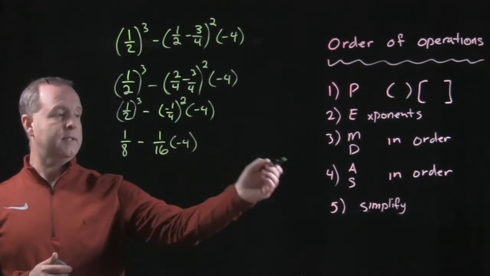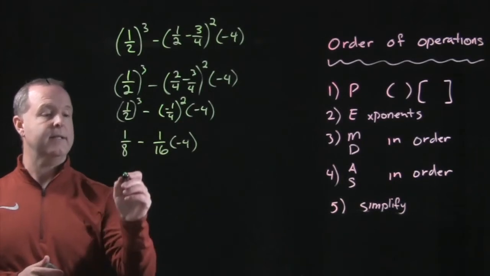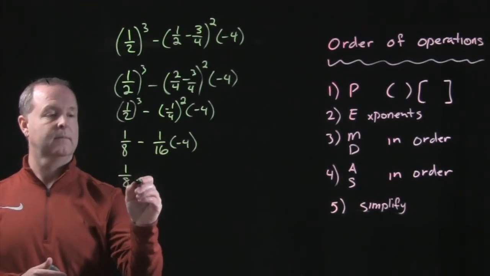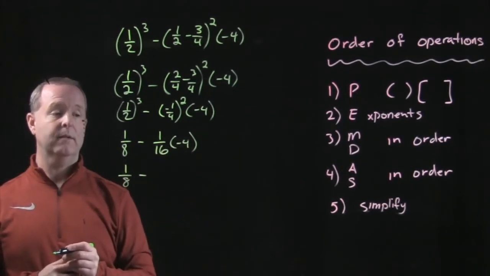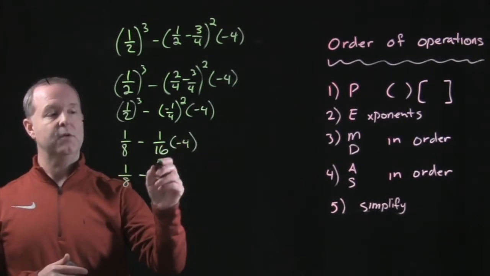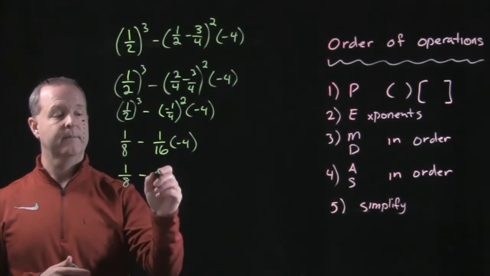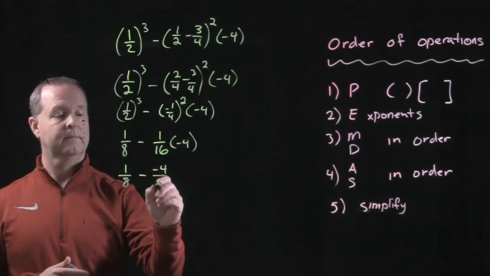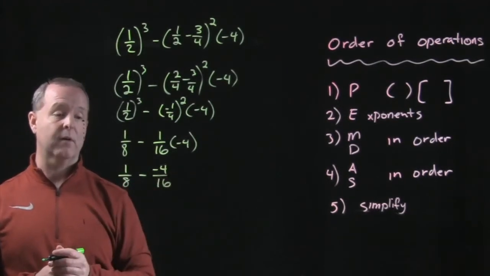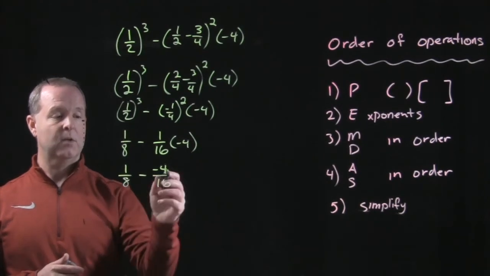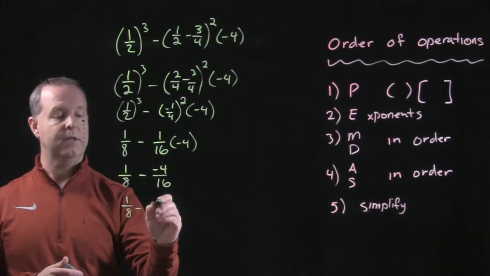No more exponents. I can move on to multiplication or division, whatever happens first, left to right. So 1/16 times negative 4, that produces a negative 4/16. I could reduce that down or put both over common denominators. So let's rewrite that as 1/8 minus a negative 2/8.